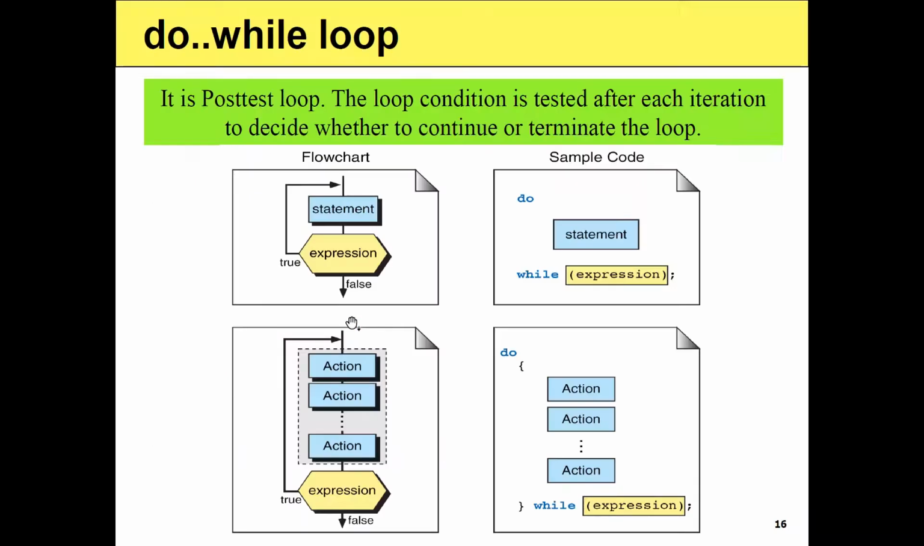Fine. Now we will move ahead to one more loop, the do while loop. What is the do while loop? It is a special loop. It is also called a post-test loop. Here the loop condition is tested after each iteration to decide whether to continue or terminate the loop. See, in do we have a set of statements and after processing these statements we are going to check the condition. So you can have one action or you can have multiple actions. The flowchart reflects how it works. Let us see a few programs.